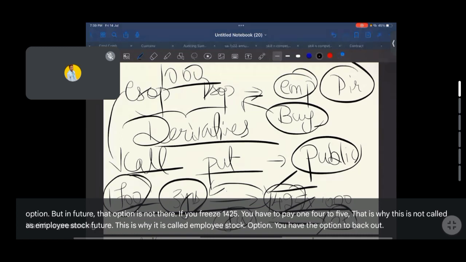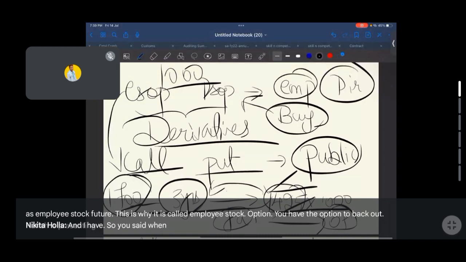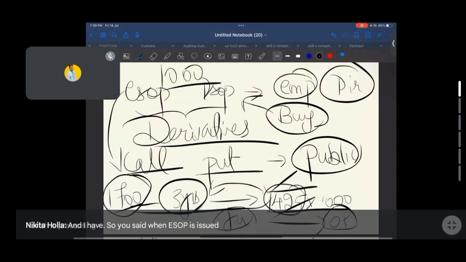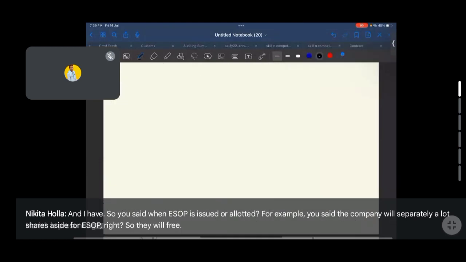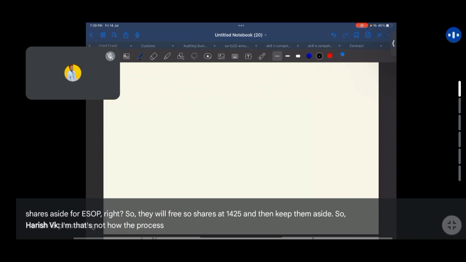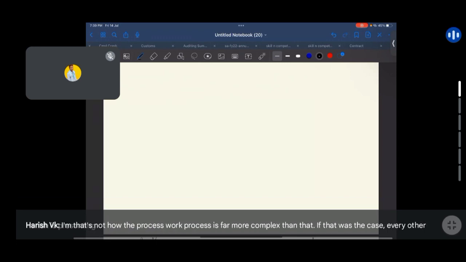Sir, you said when ESOP is issued or allotted, the company will separately set shares aside for ESOP, right? So they will freeze those shares at 1425 and then keep them aside. No, that's not how the process works. The process is far more complex than that. If that was the case, every other company would be issuing ESOPs.